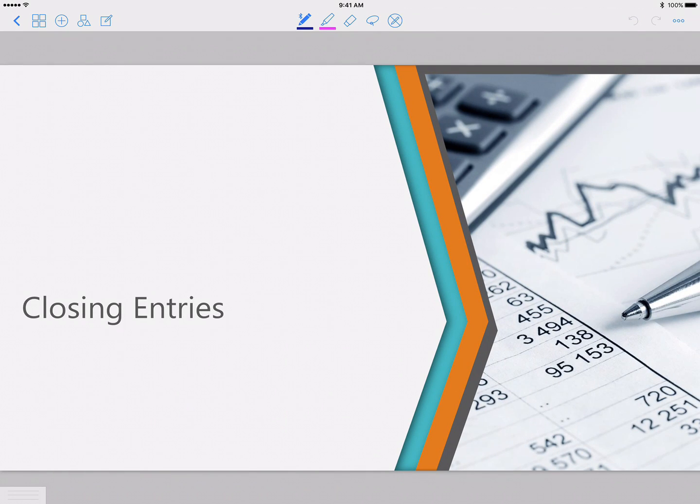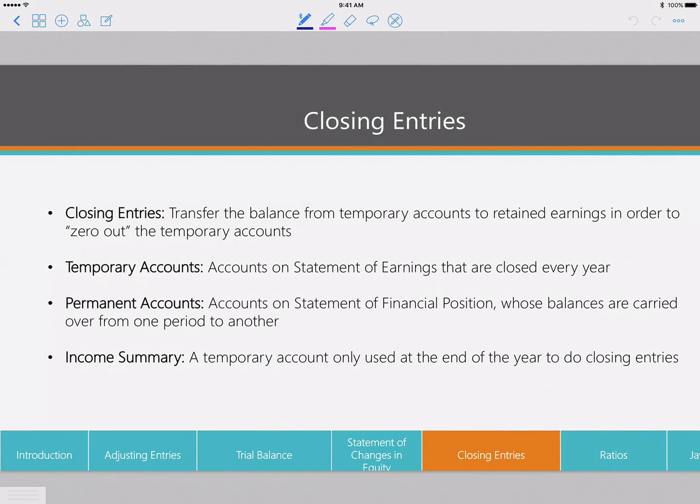So let's discuss closing entries for the company. So what is the point of closing entries? After we've created all of our financial statements, we do closing entries to transfer the balance from temporary accounts to retained earnings in order to zero out the temporary accounts. So what does that mean? Temporary accounts are accounts on the statement of earnings, and they are closed every year. Permanent accounts are accounts on the statement of financial position, and the balances are carried over from one period to the other.